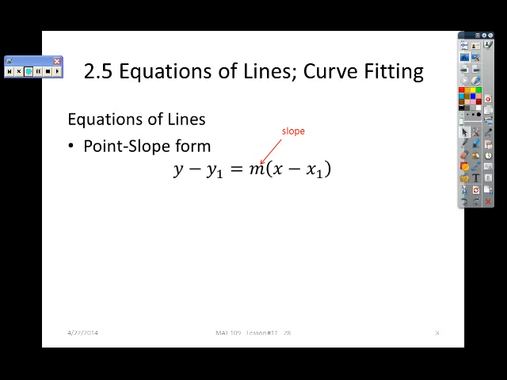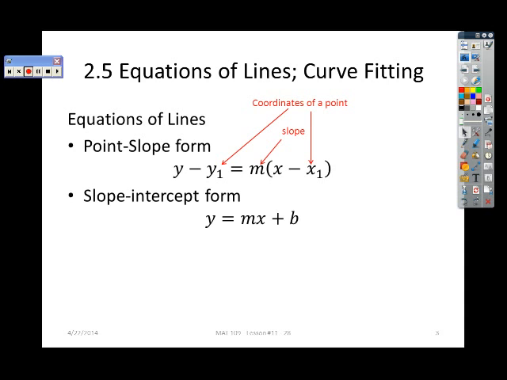m is the slope, what we were just talking about. You calculate it from y2 minus y1 over x2 minus x1. It's the slope of the straight line. x1 and y1 are the coordinates of a point that's on the line. So those three things are just numbers. x and y are two variables.